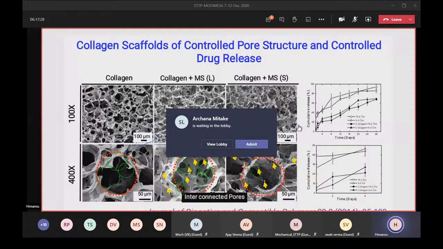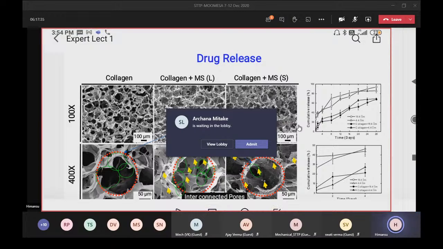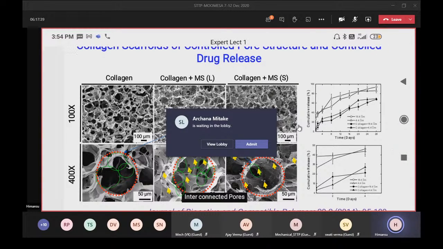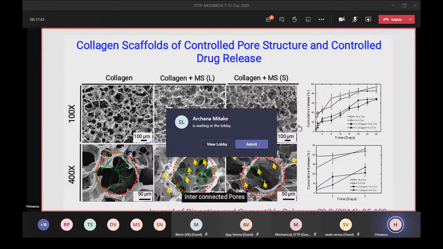Then we studied around 4 weeks of release. What does this 4 weeks of release say? It is nothing but releasing the drug over 1 month. That means we need a 1 month release of the insulin. Why? Because during the healing process, the insulin should help with faster healing of the wound. This is very important.